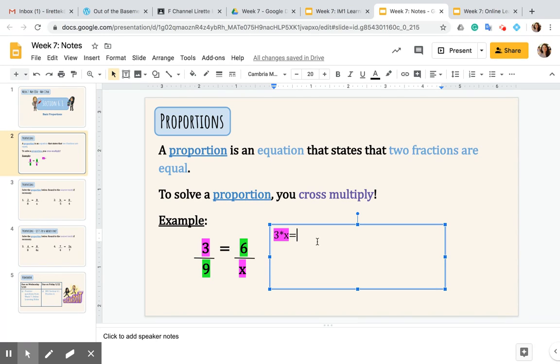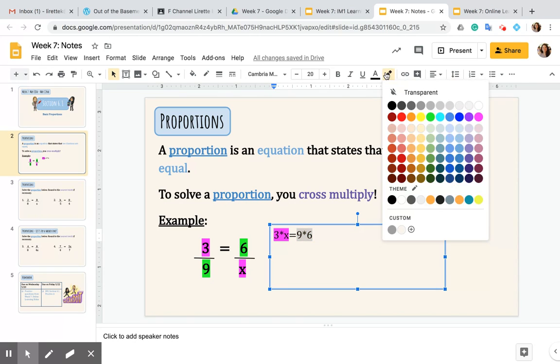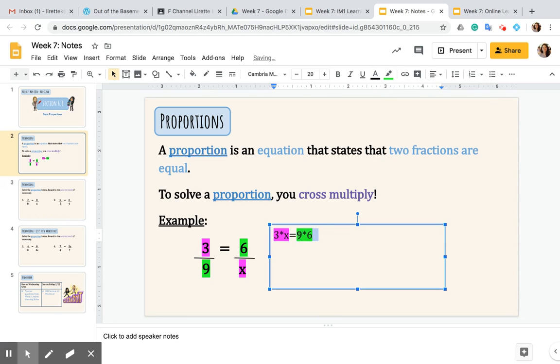So one side of my equation is going to contain 3 times x, and the other side is going to contain 9 times 6. And it doesn't matter which number you start with, right? I could have said 6 times 9. And it also doesn't matter which cross product you start with. I could have put the 9 times 6 on the left side and the 3 times x on the right. It does not matter, so long as you're multiplying the correct things together and putting an equal sign in between.